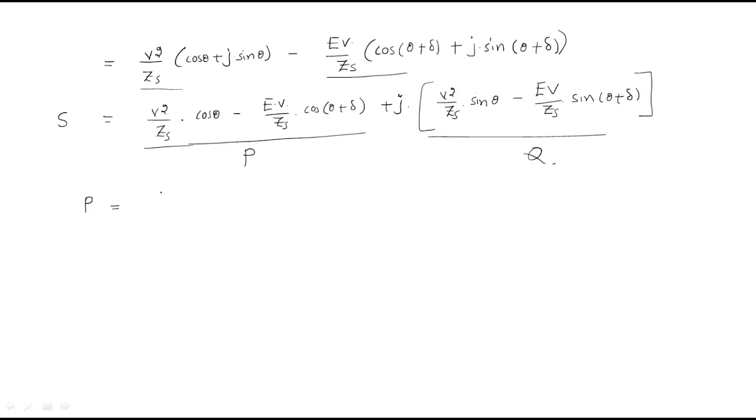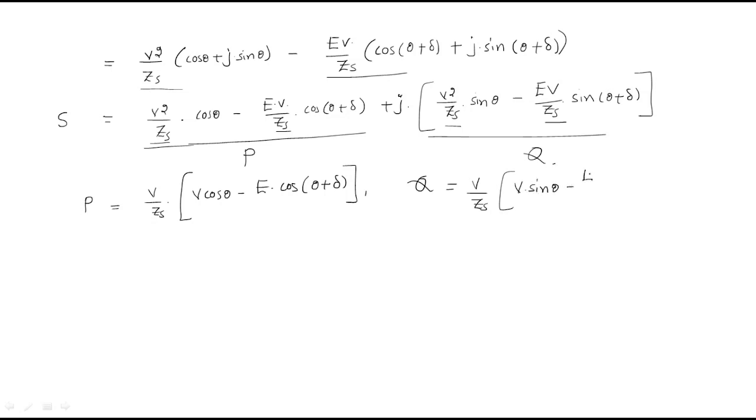The active power P equals, if you take V by Zs common, V by Zs times V cos theta minus E cos of theta plus delta. And the Q value equals V by Zs times V sin theta minus E sin of theta plus delta. So this is the active power, this is the reactive power.